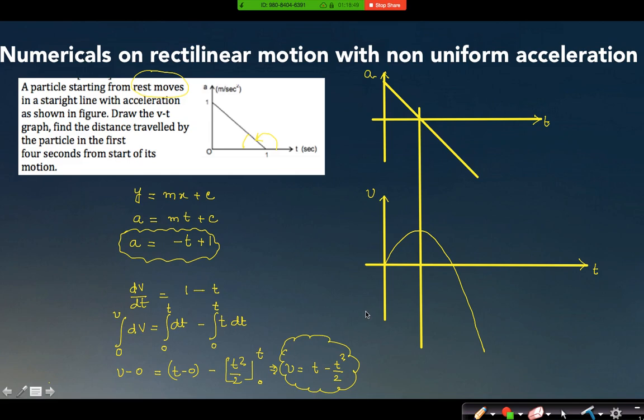Could you understand how I have plotted this graph? Alright. So with respect to time, acceleration is 0 at this instant. So velocity should have a maxima or minima. As it is a downward parabola, it should have a maxima. Alright. So this point is 1, this point is 2 seconds.